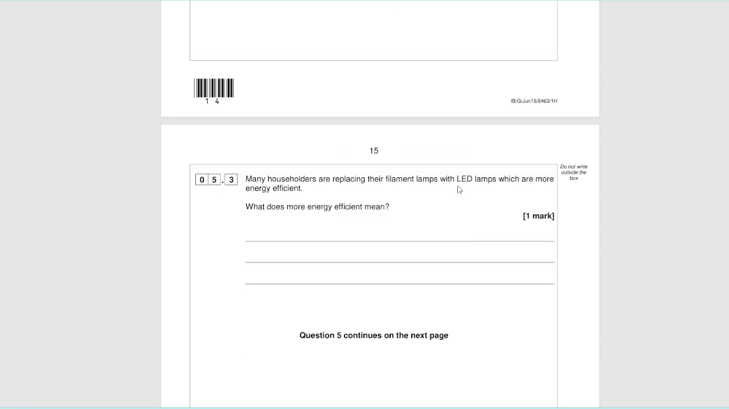Many households are replacing their filament lamps with LED lamps, which are more energy efficient. And for some reason, I do not have the answer to this. But more energy efficient, it just means I'll type it with you guys.